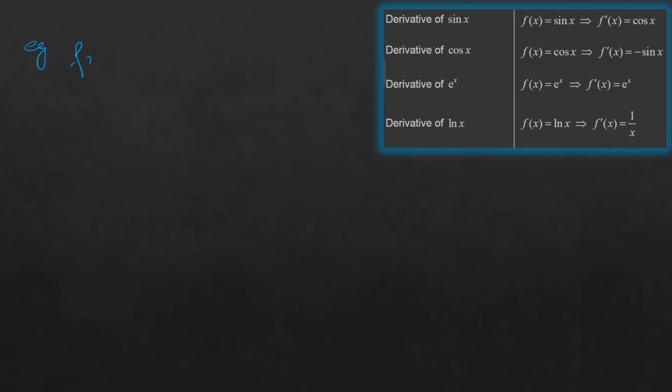The function was f(x) is equal to x squared times sine x. Now let's say my u is equal to x squared and my v is equal to sine x. Once I have recognized my u and v, the next step is to find their derivatives separately. So here the derivative of u with respect to x is 2x. For the derivative of v, you can refer to the formula: the derivative of sine x is cos x.